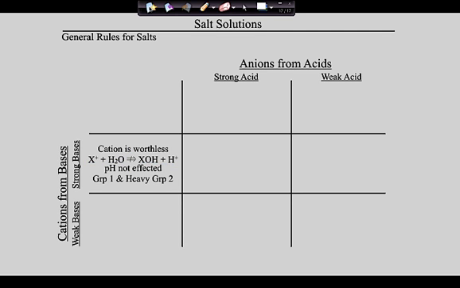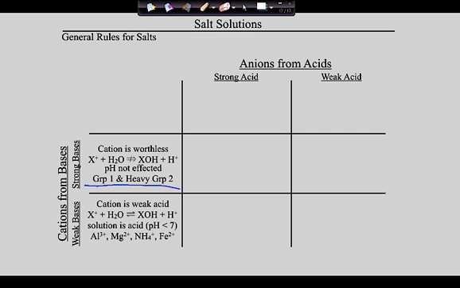These ions do not attack water, therefore it doesn't affect pH. And again, these are the group 1 and heavy group 2 metal ions. So what about all the other metals on the periodic table and the positive ions that are polyatomic, like ammonium? Well, guys, these do attack water. And when they do, they release hydrogen ion, making the solution acidic, so the pH will be less than 7.